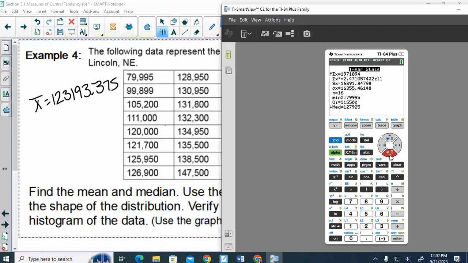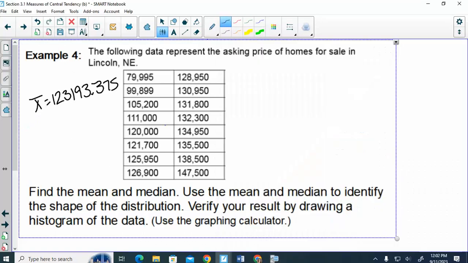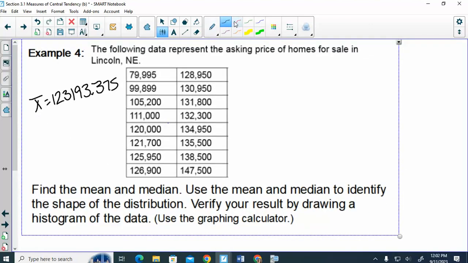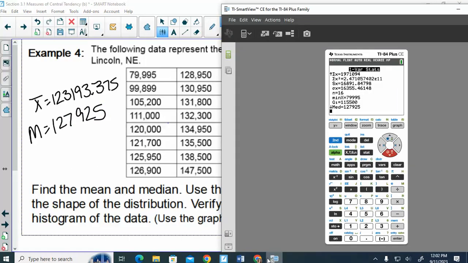So if you go down as Q1, then the next thing is MED, that is the median. So 127,925. Okay, so mean and median are given for us.